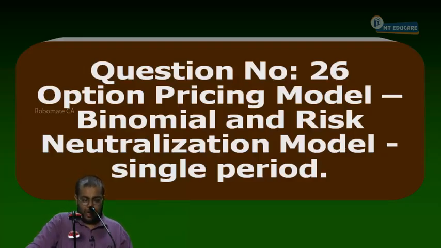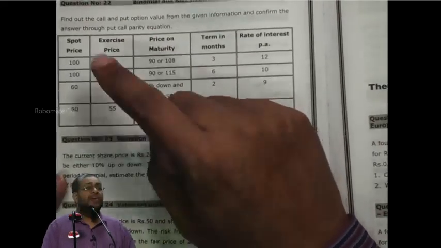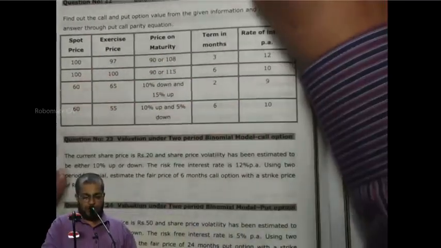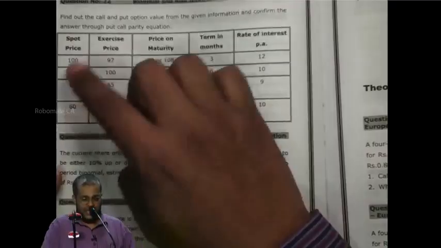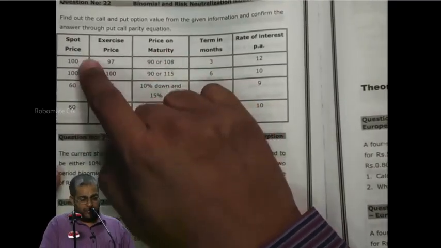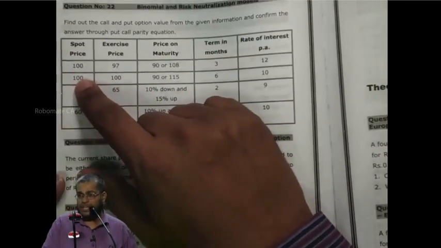Find out call and put option value from the given information. Confirm the answer through put call parity equation. It is the same 20-second sum. I am using it for two models, binomial and then risk neutralization. I am going to do the problem under binomial. There are 4 questions. I will do 2 in the classroom and give 2 as homework. One will be done today, and the next after discussing the logic tomorrow.